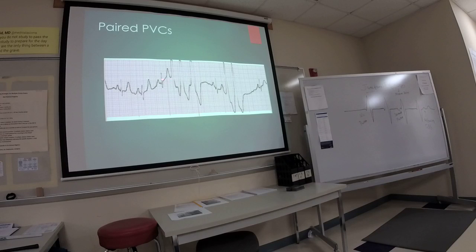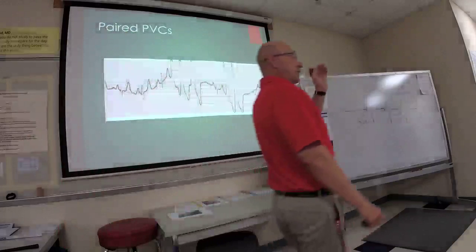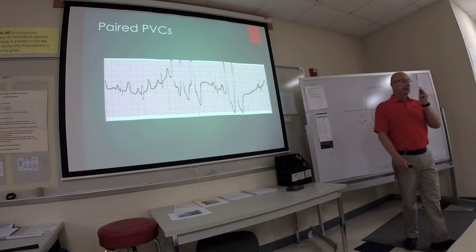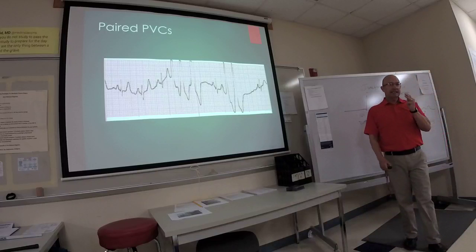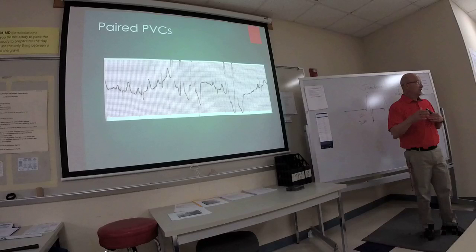That's messy. You can hardly see it, but when you have two PVCs together, they're called couplets. If you have three PVCs together, it just changes things. So you get 5 or 6 together.